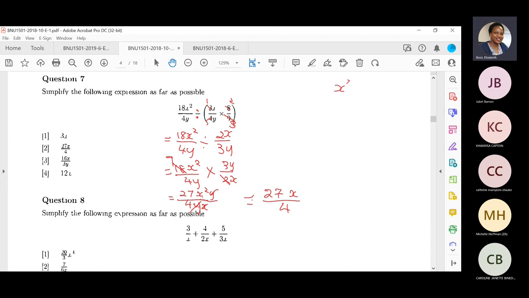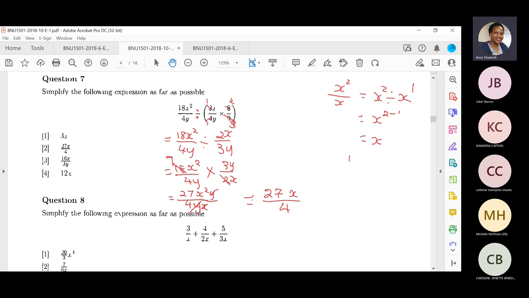If you have x squared divided by x, because it's dividing, we can also convert it and say x squared divided by x. They've got the same base, which is x to the power of 2 minus 1, which is the same as x. That is the other way of solving it. So then you will be left with only x.